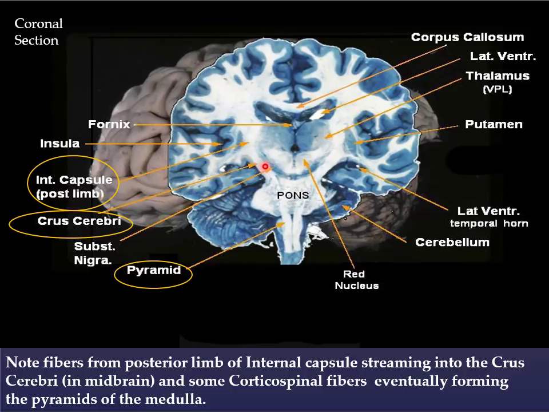And we see that those fibers of the internal capsule come down into the brainstem where they form the crus cerebri in the midbrain. And as they come through the pons, they're embedded within the basis pontis. And as they come into the medulla, they're embedded within the pyramid. This shows the fibers of the corticospinal tract.